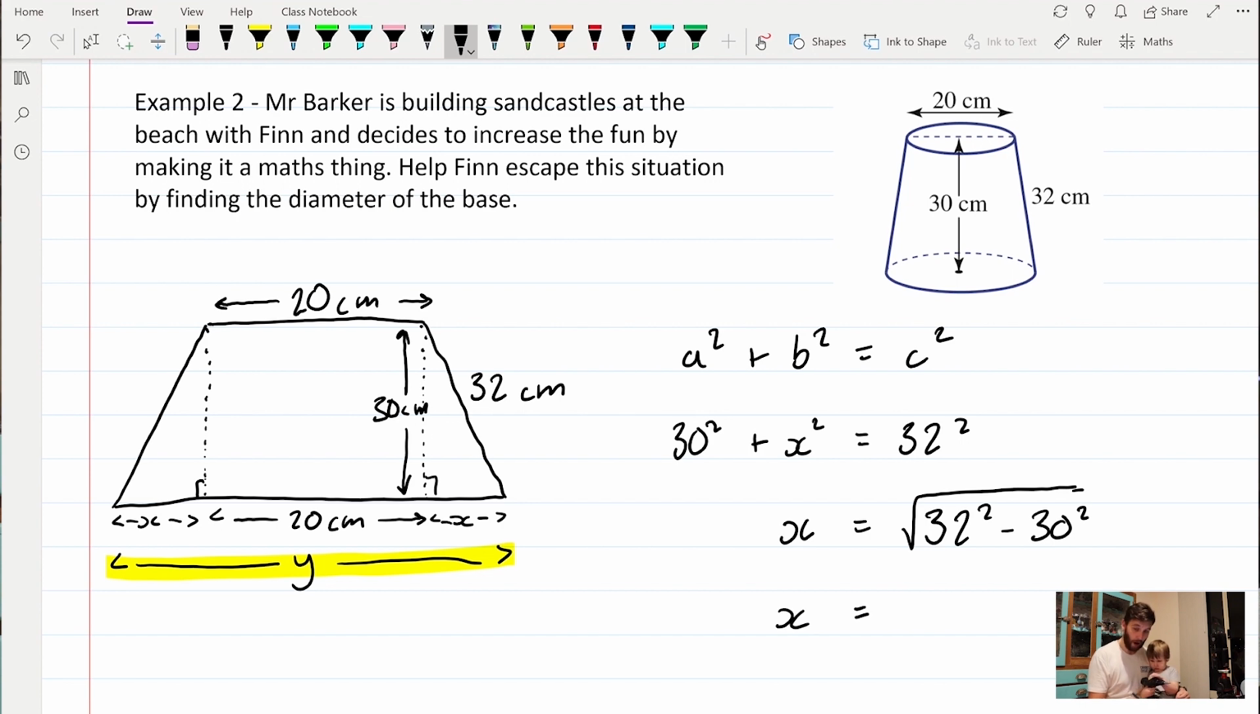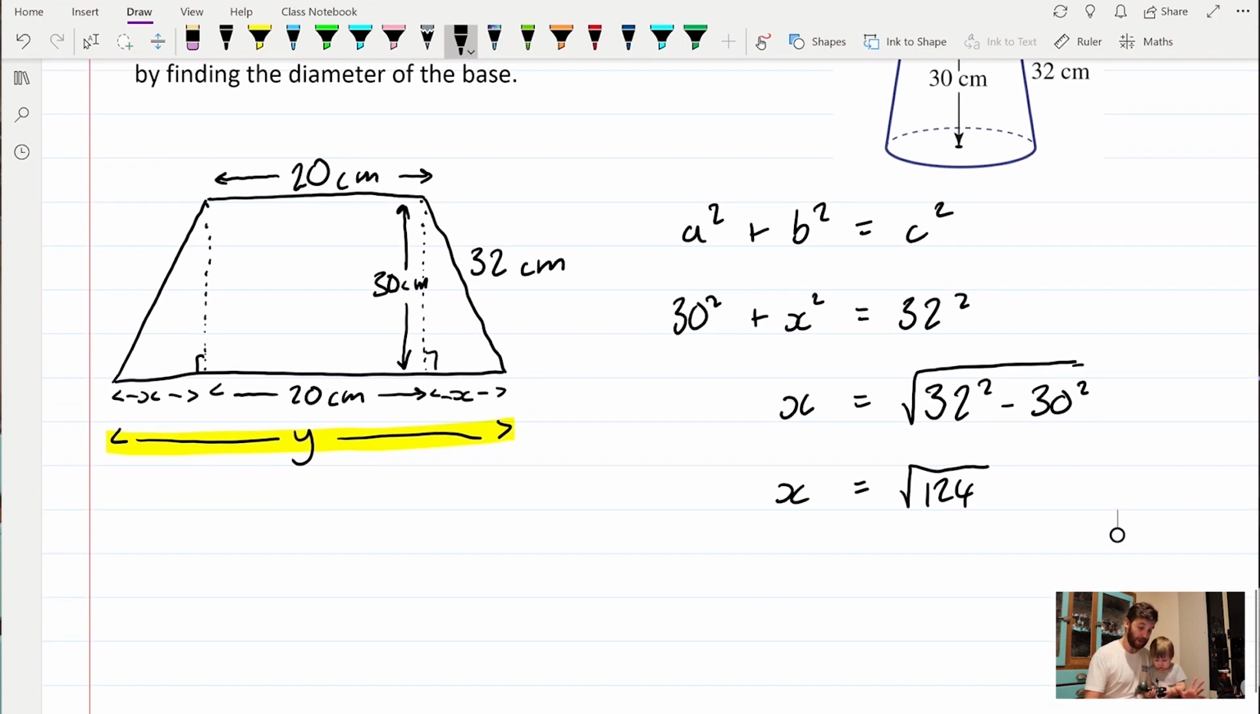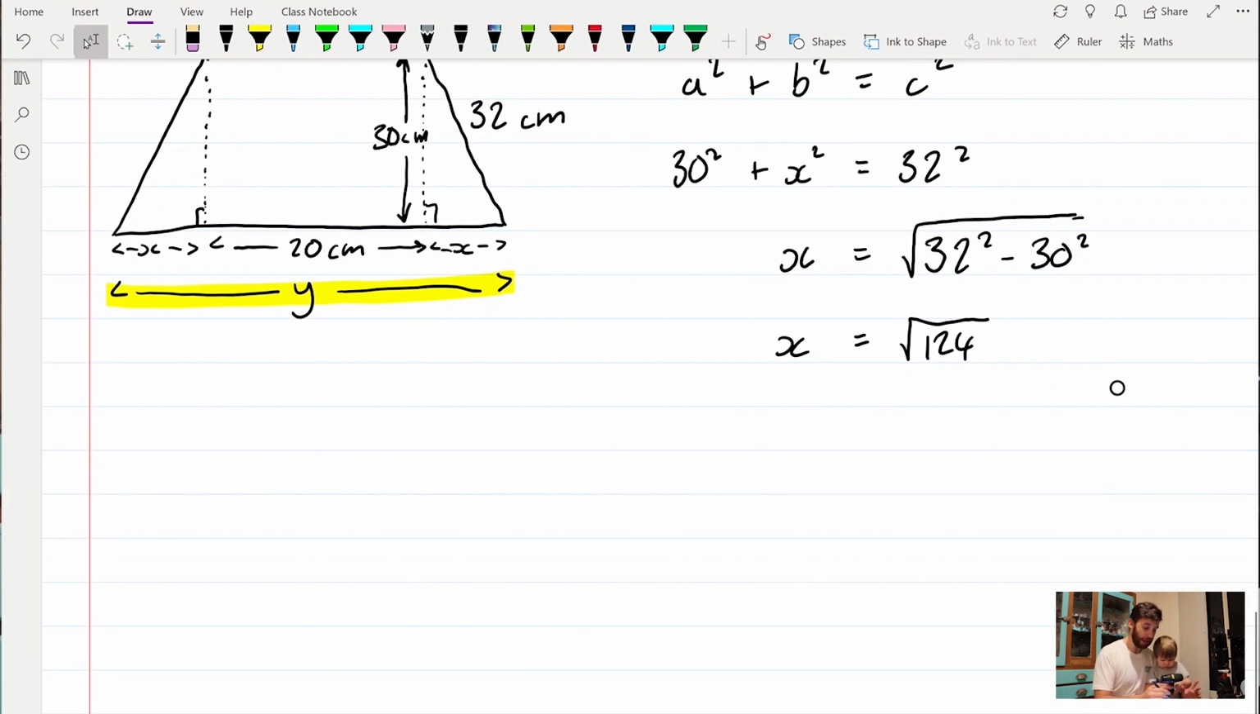which will give me the square root of 124. Now I'm not going to find out what that is as a numeral for the same reason as before. It's much more exact to keep it this way. So now what I'm going to do to find my length along the bottom here, so that's my Y length.